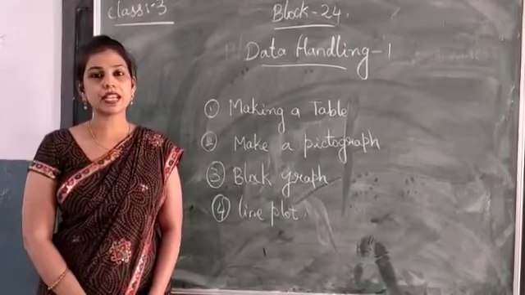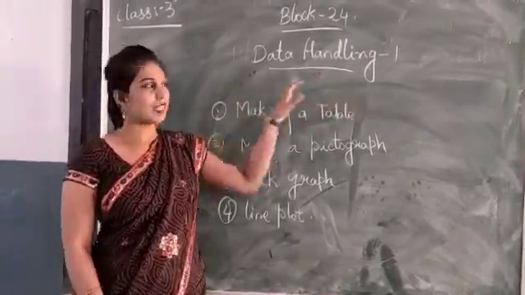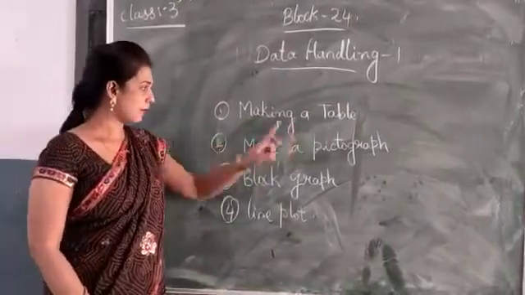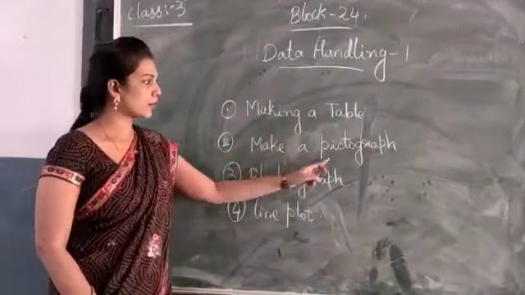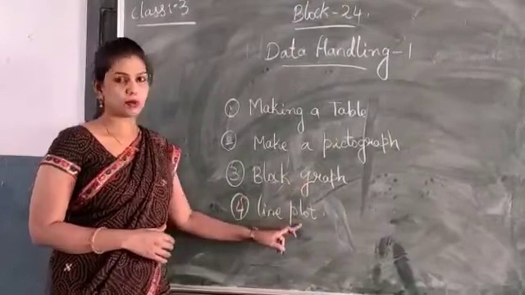Children, this is 3rd class maths. Today I am going to explain block 24, data handling 1. In this we have 4 topics. First, making a table. Second, make a pictograph. Third, block graph. Fourth, line plot.